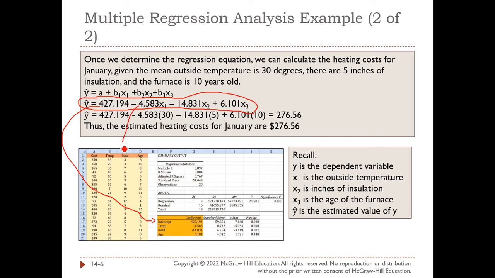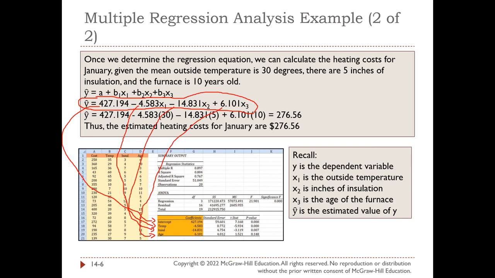Negative 4.583. That is our temp slope. Negative 14.831 is right there in our insulation. And then positive 6.101 is right there with the age. I know, lots of arrows. But that's where they're getting the slopes at. So they're trying to help with the calculations by using the software that we have.